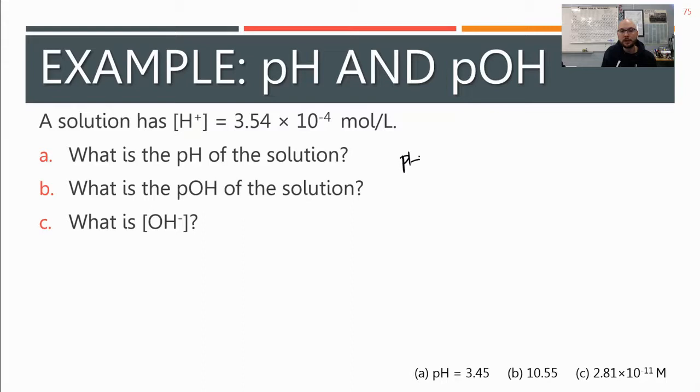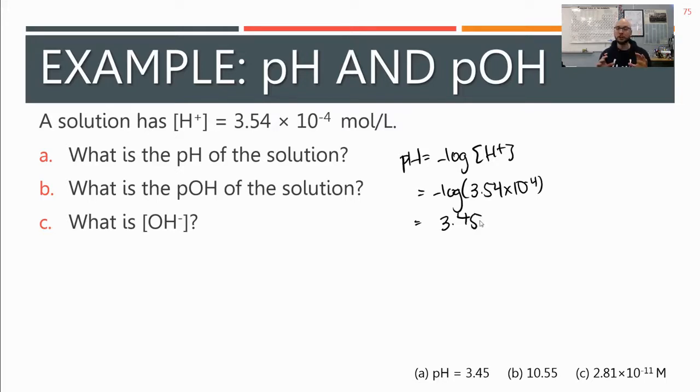So pH, we should recognize, is equal to negative log of the concentration of H plus. It tells me the concentration there, so I'm just going to go negative log, bracket, 3.54 times 10 to the negative 4 moles per liter, which works out to being 3.45. Okay, make sure you're using brackets around your terms when you're using logs. You want to make sure that it applies to that whole thing, not just the base 3.54. Okay, what is the pOH of the solution?